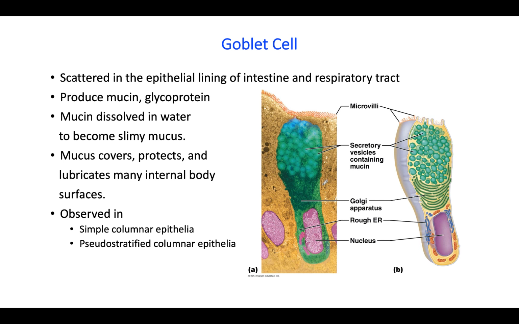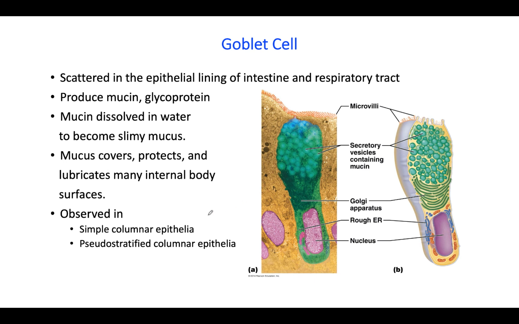Goblet cells contain abundant organelles such as ribosomes, Golgi apparatus, and endoplasmic reticulum. Those are responsible for the synthesis and secretion of mucus. And you can see many secretory vesicles filled with mucin. Mucus covers, protects, and lubricates the internal body surface. For example, a large amount of mucus protects the stomach lining against hydrochloric acid produced in the stomach.